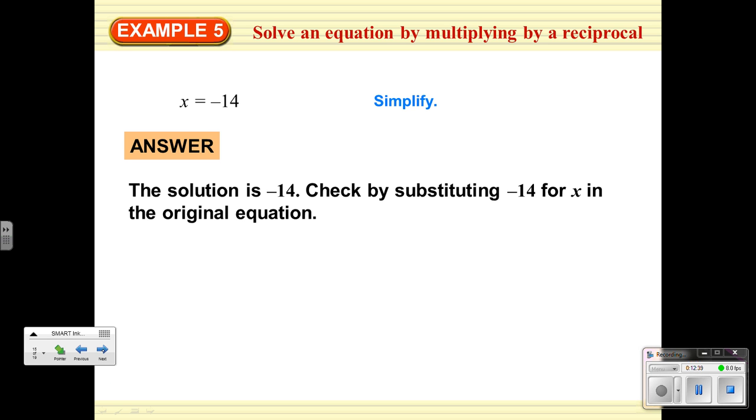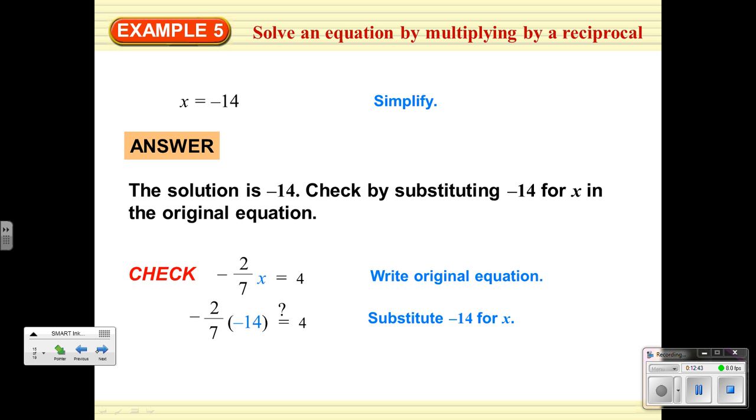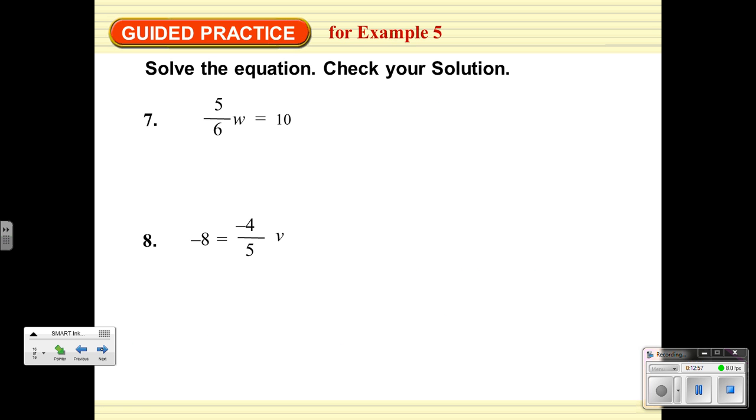And then I would want to substitute that in to check. Okay, -2/7 times -14. 7 goes into 14 2 times. And -2 times -2 is +4. So it does check. Okay, stop the video, do 2 of these problems, and then check your answers.